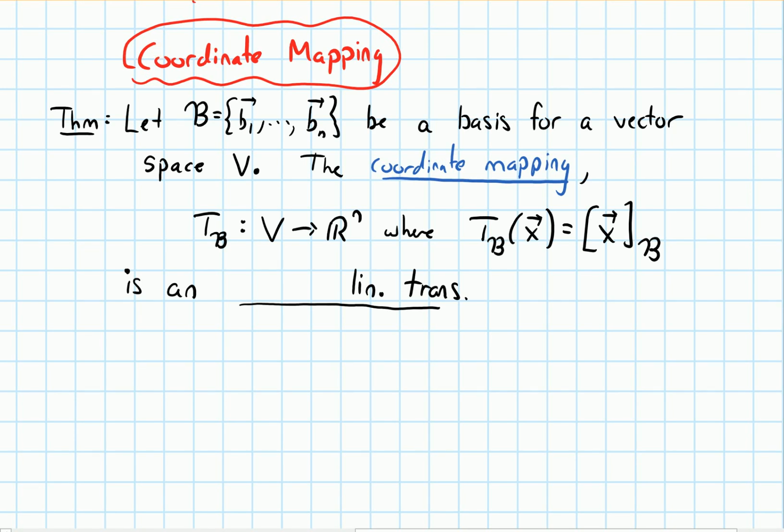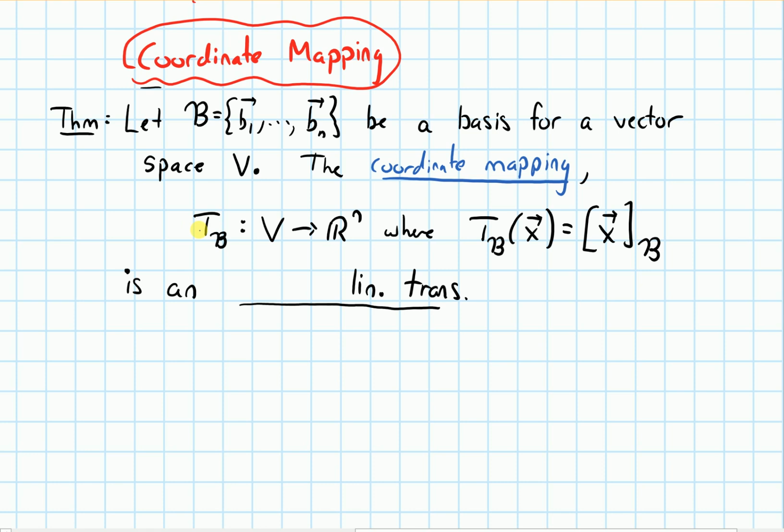In this video, we're going to talk about coordinate mappings. So I want to begin with a theorem. If we let B contain the vectors b1 up until bn, so if this is a basis for some vector space V, what I call the coordinate mapping is a function.